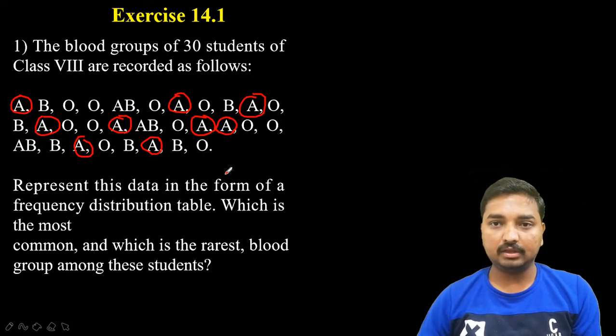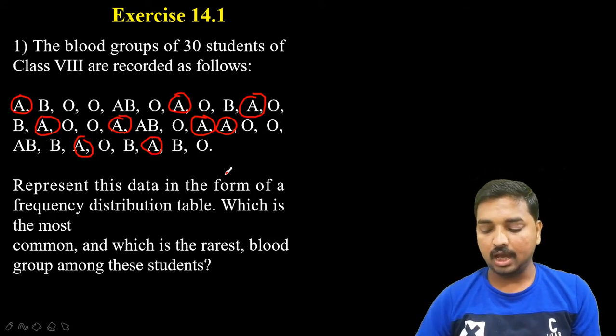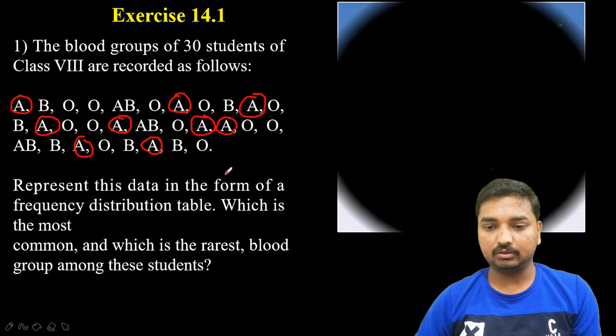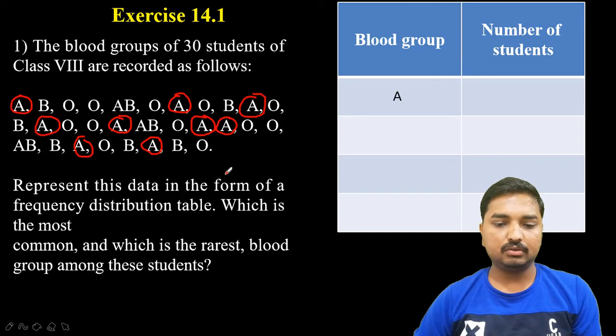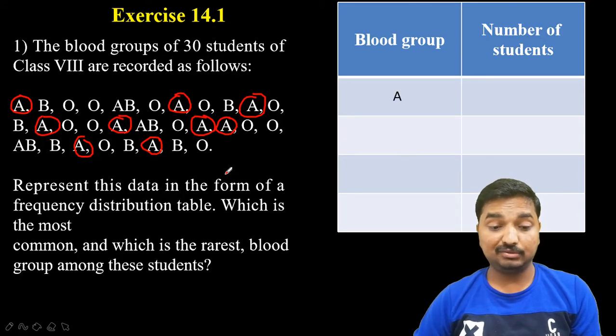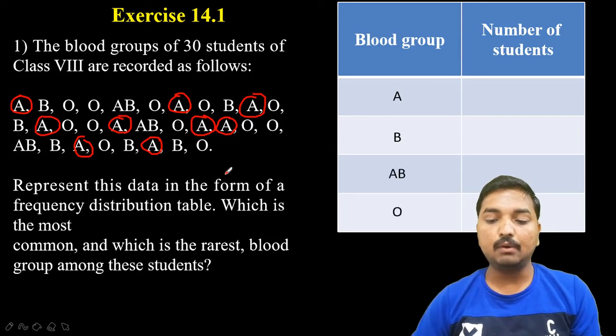Now we can count how many members are there with blood group A, and we can assign the frequency for blood group A. It will become very easy. I'm going to write this in the form of a table. First look at the table: you need to write blood group in the first column and number of students in the second column. The blood groups means you need to write A, B, AB and then O. First I'm going to write A, and then count how many students are there with blood group A.